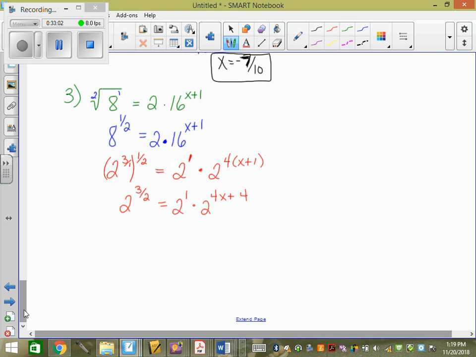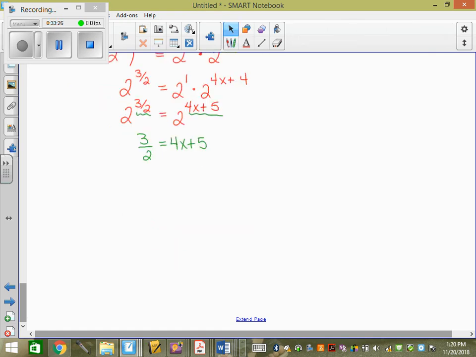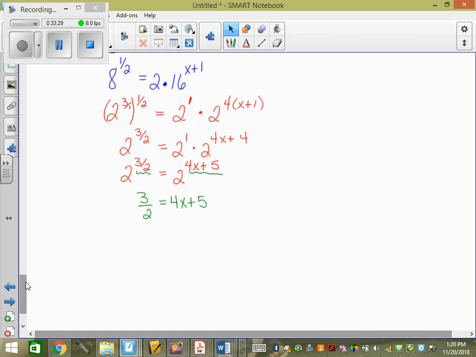Then what can I do? 2 to the 3 halves equals 2 to the what? 4x plus 5. We add exponents. And now 2 to the this has to equal 2 to the this. So I'm going to get 3 halves equals 4x plus 5. And no, I'm not going to use the math enter button, because when that calculator is ripped out of your hands in calculus or in other places in university, you need to be able to do it. Subtract 5.